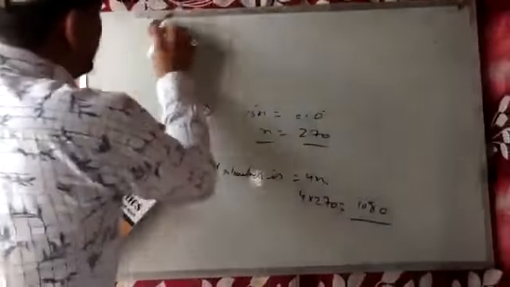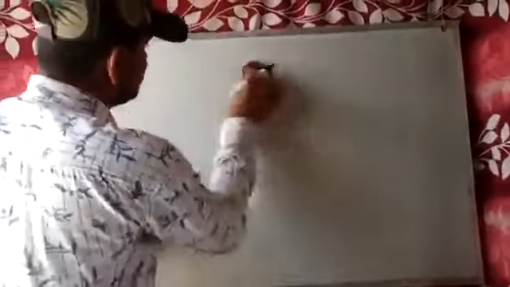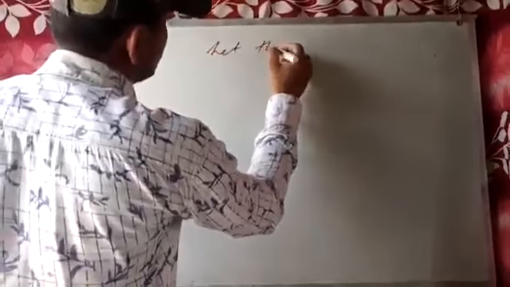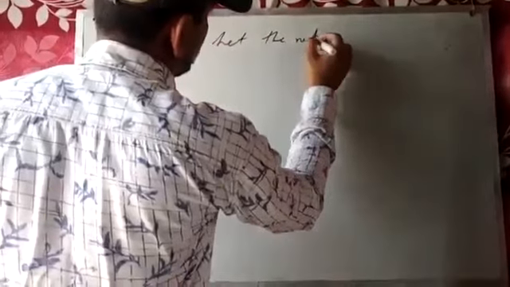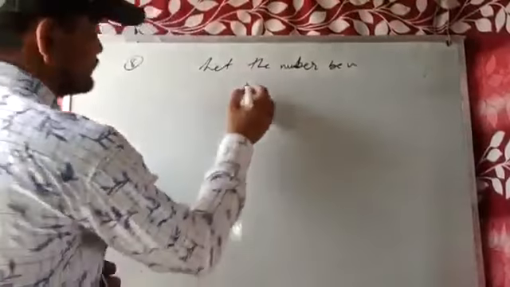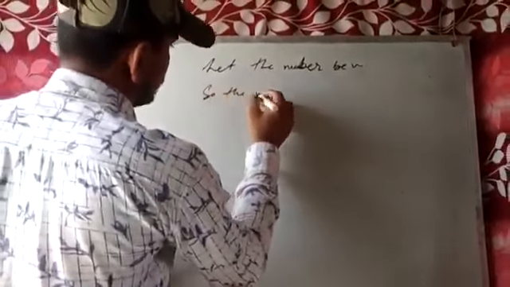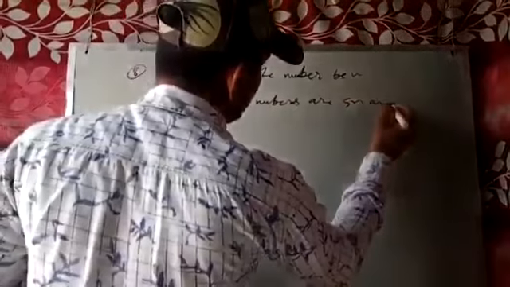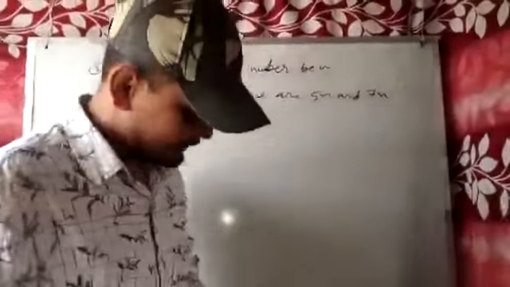Question number 8 is the same as question number 7, but here the difference is given. First of all, let the number be x. Okay. Now the ratio is 5:7. So the numbers are 5x and 7x.